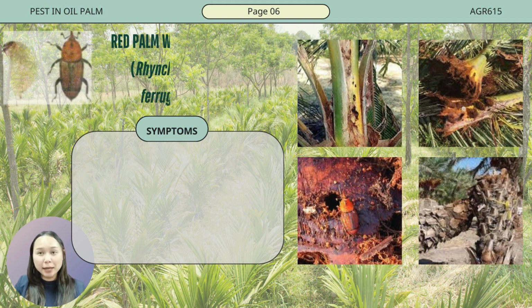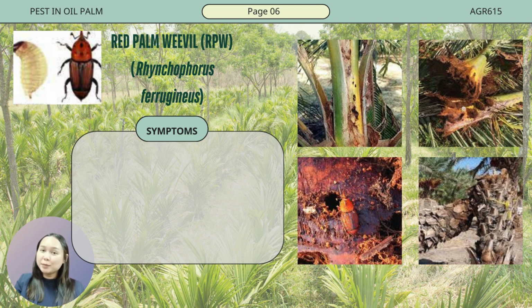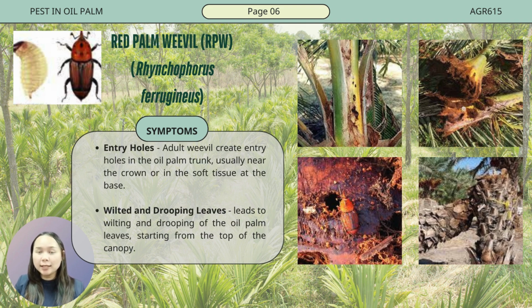The first discussed pest is the red palm weevil. The scientific name is Rhynchophorus ferrugineus. The pest symptoms are entry holes. The adult weevil creates entry holes in the oil palm trunk, usually near the crown or in the soft tissue at the base. Then, wilted and drooping leaves. The weevil infestation leads to wilting and drooping of the oil palm leaves, starting from the top of the canopy.